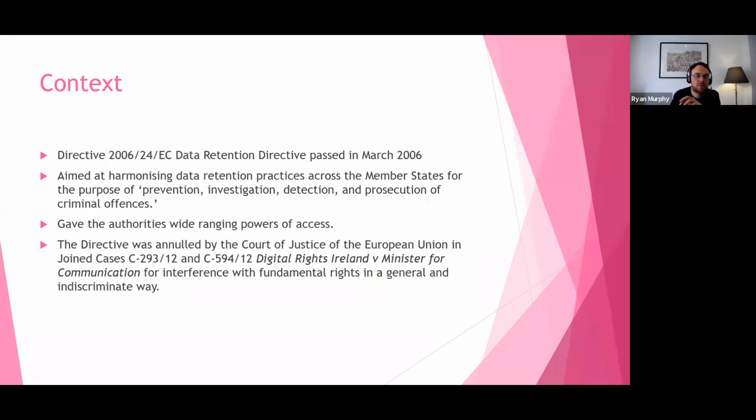So the UK government's response was to use emergency procedure in Parliament to pass the Data Retention and Investigatory Powers Act 2014, DRIP. So shortly after the judgment is handed down by the European Court of Justice in Digital Rights Ireland, the UK government has to act quickly to fill the void that's been left by the directive being annulled. And so they pass this piece of legislation. Now they do so at tremendous speed.